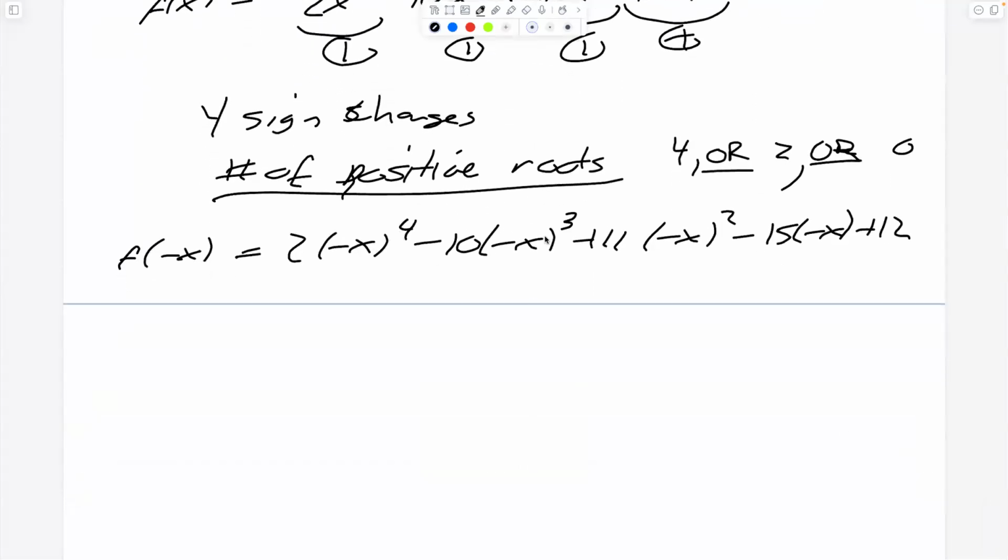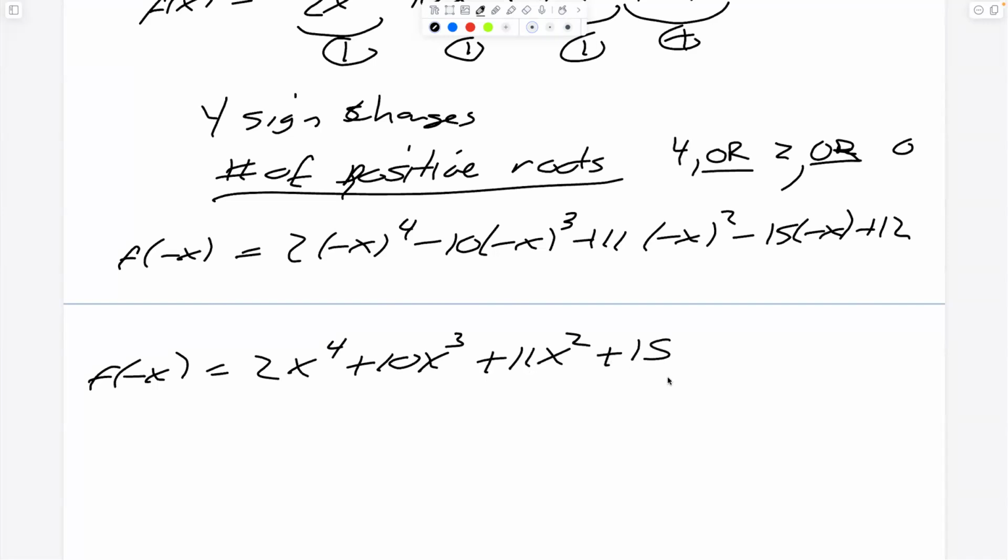Even powers will kill the negative. Odd powers will keep the negative. So f of negative x to the 4th, it's an even power. Don't care about the coefficients. Even power, going to kill that negative. Here, I'm going to keep the negative. So a negative cubed is still negative times this negative I already have. I'm going to have plus there. Negative to the 2nd power kills the negative. Here, a negative times a negative is a positive.